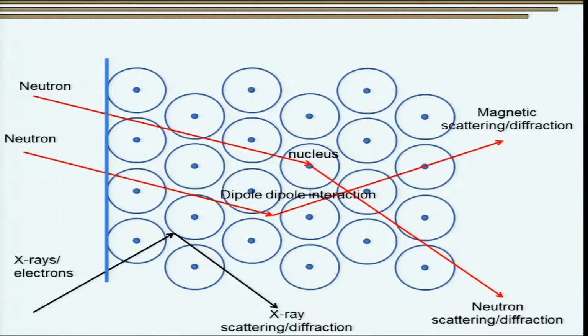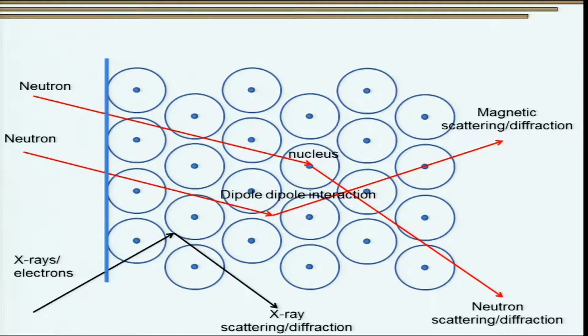The same philosophy or the same concept is shown over here in this figure. So, if you look at a free surface over here and consider it comprises of all these atoms with the dark spot at the center being the nucleus and the electron cloud surrounding it, you see that the neutrons actually interact with the nucleus, right, and it can undergo diffraction or scattering, while the X-rays interact with the outer electrons and it undergoes X-ray scattering or diffraction.